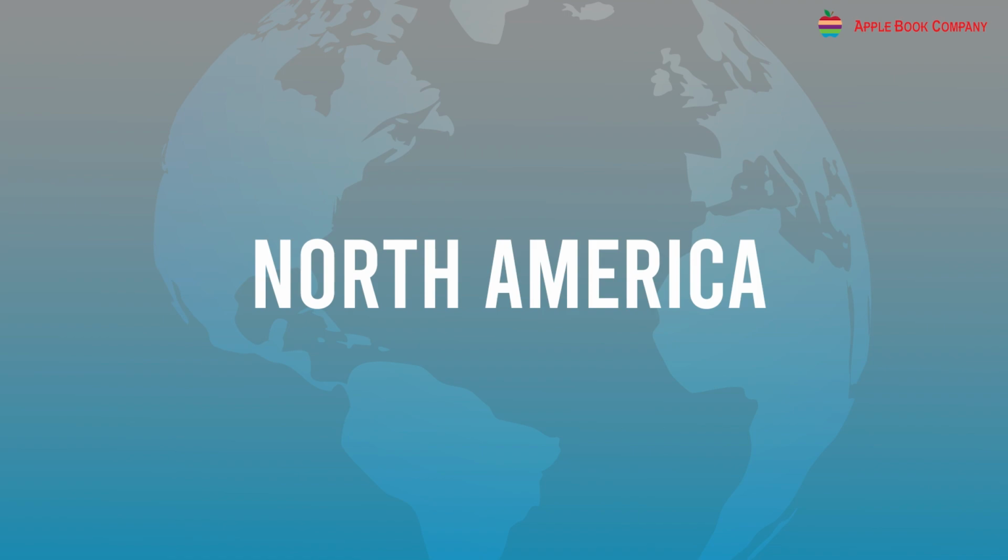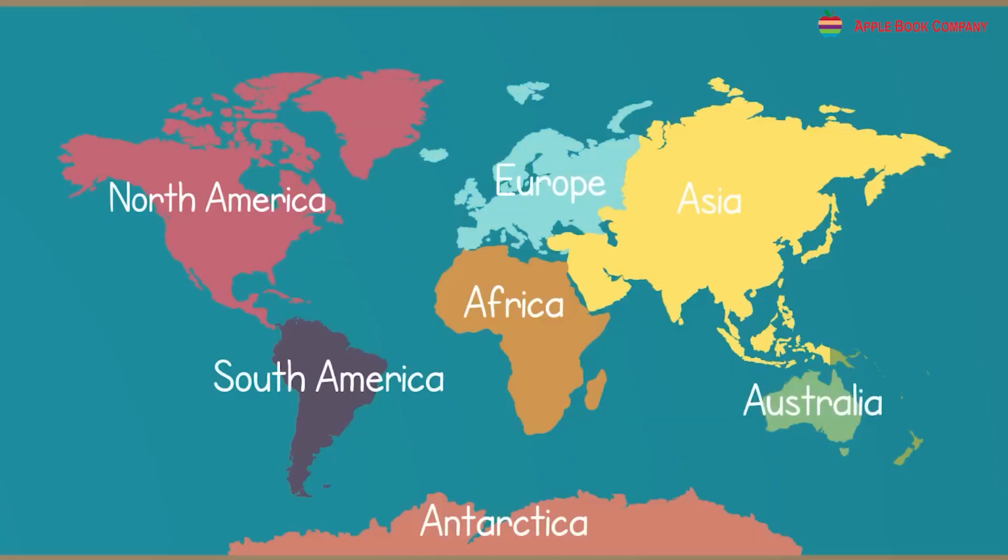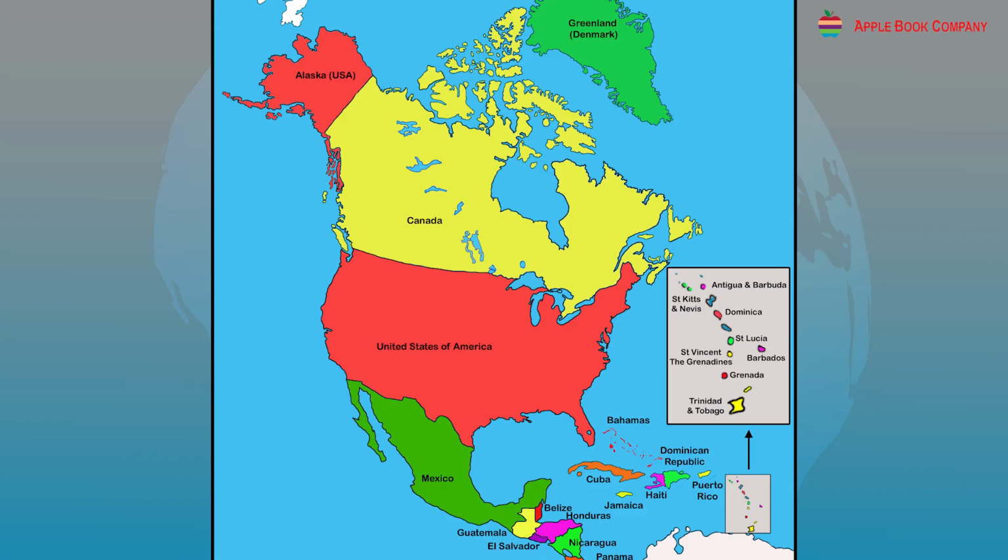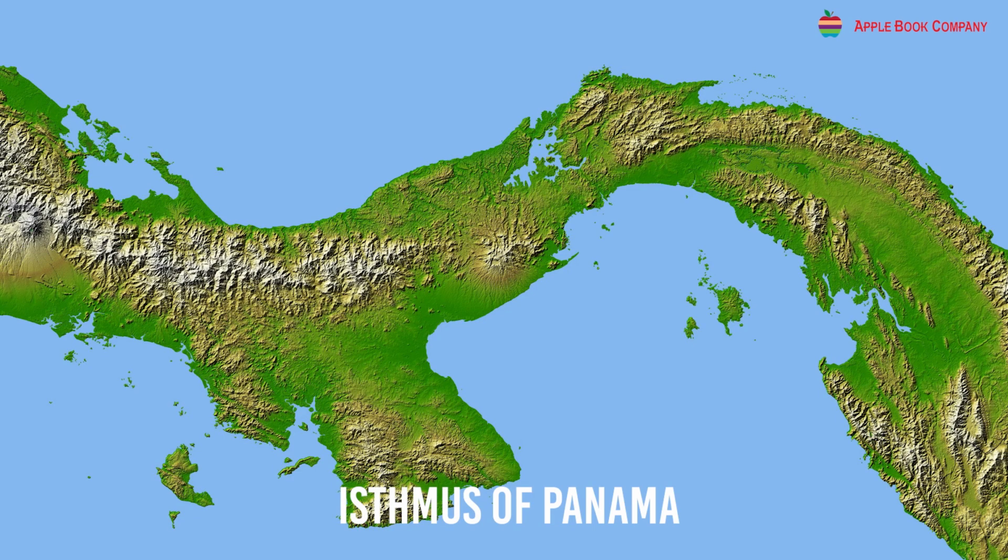North America, the third largest continent. North America has the Arctic Ocean on the north, the Atlantic Ocean on the east, and the Pacific Ocean on the west. Important countries on this continent include the USA, Mexico, and Canada. North America is connected to South America by the Isthmus of Panama.